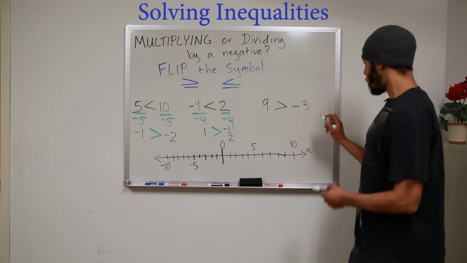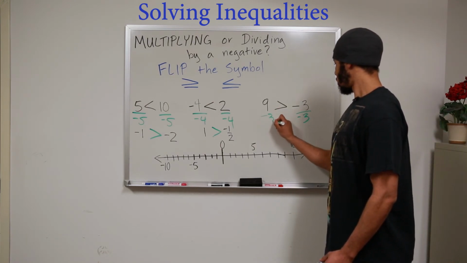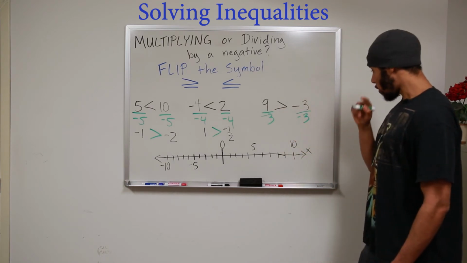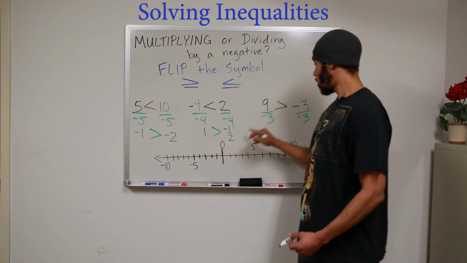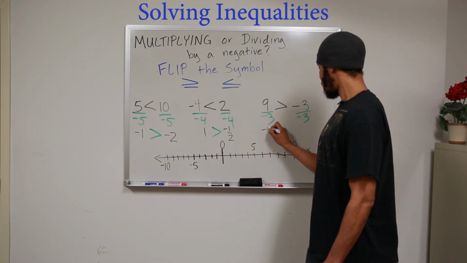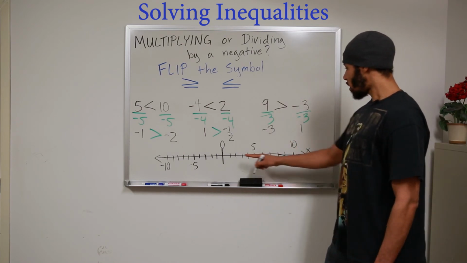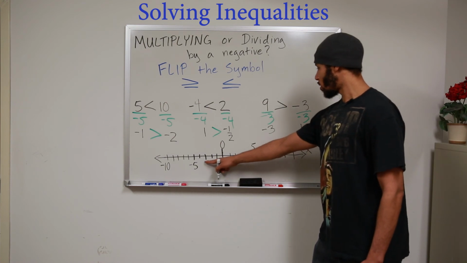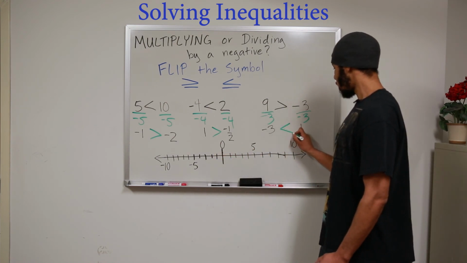Over here, we're going to divide both sides by a -3. We're starting out by saying that +9 is greater than -3. When we divide by -3, though, we now have a -3 right here. 9 divided by -3. We have a -3 here. And now -3 is going to be less than 1. So our symbol is going to change direction right here.